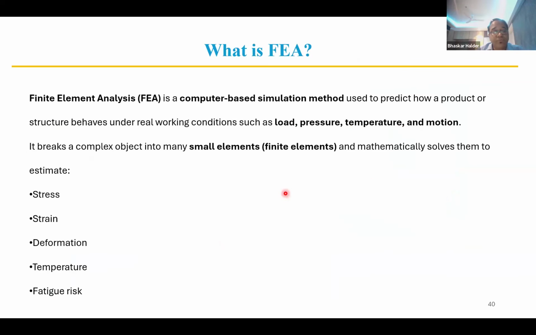So what is FEA? Everybody knows that it is a computer-based simulation method. So what is the outcome actually? The outcome is stresses, then strain, then deformation, temperature, and the fatigue risk. These are the things I can check through the FEA. So with tires, now I will give you some examples of how we are checking our different outputs from the FEA.